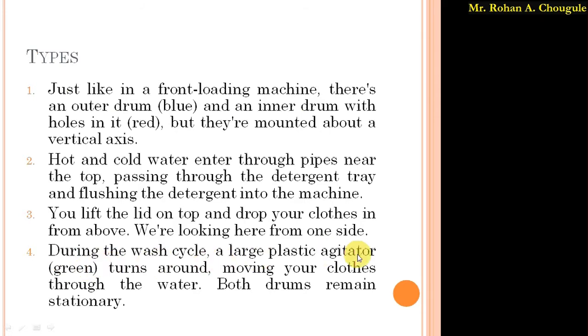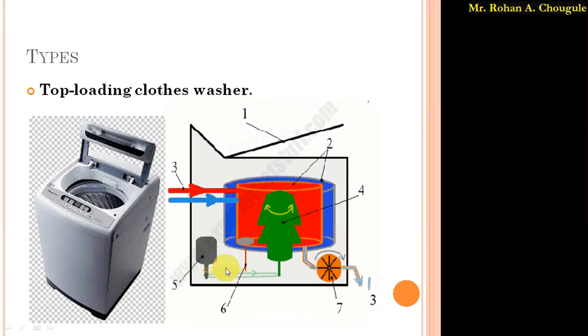During the wash cycle, the larger plastic agitator turns around, moving the cloths through the water. Both drums remain stationary. As we have already studied, in case of top loader washing machine, while the washing process is on, the inner and outer drums are not moving, they are stationary. Then to move the cloth inside that inner drum, the agitator is used. This green color agitator is shown here. This is a plastic agitator used in the washing machine. Basically, what is this agitator?